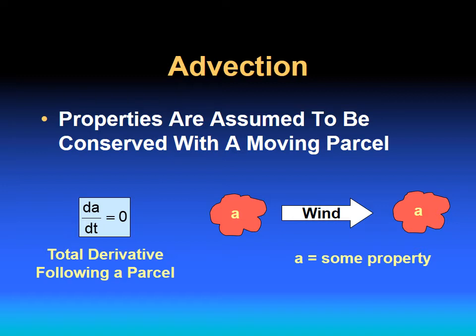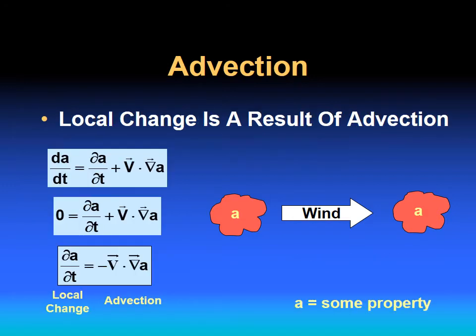So what we're going to do now in advection, we are going to assume that as we follow along with the parcel of air, we don't see any changes in that parcel of air. I know that doesn't always happen, but sometimes the changes are really small or they're really insignificant. So we're going to assume that following the parcel, there's no changes, and as the wind blows along, A doesn't change in that parcel. So if that's the case, that means that the left-hand side is 0.